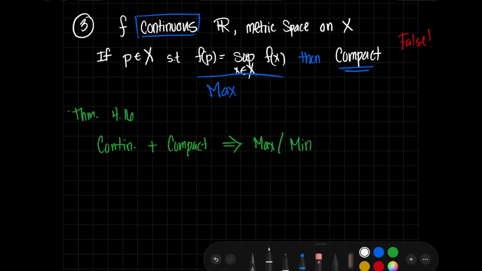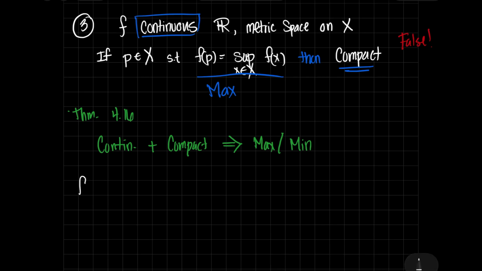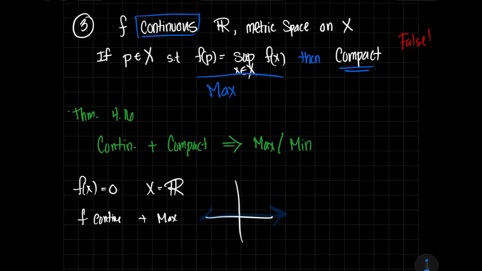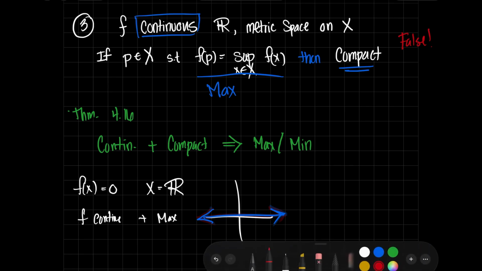If we're continuous and we have a maximum, then we're going to be compact, and no matter what, we can't be proven wrong. So we could define a function like f of x equals 0 on the real space. It is continuous everywhere, and a maximum everywhere. We can see that on the number line where it extends out. Everywhere is the maximum, but it is not compact. It does not have bounds. It is extending on out from negative infinity to positive infinity, not compact. Therefore, false.